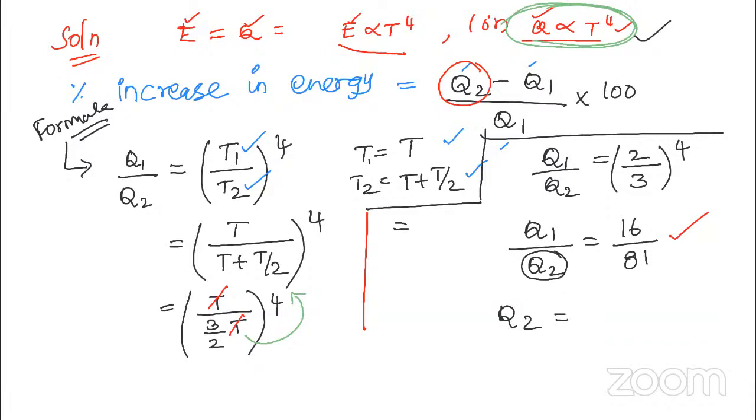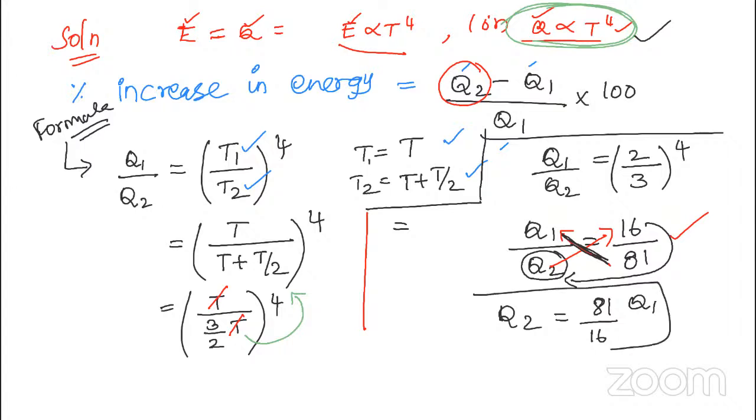So in the Q2 values, you just cross multiply this one. Okay, cross multiply this one, and here it is this one. So cross multiply, we are getting Q2 value is 81 into Q1 divide by 16. The 16 will come down. It is 16. Okay, so now Q2 value we know.